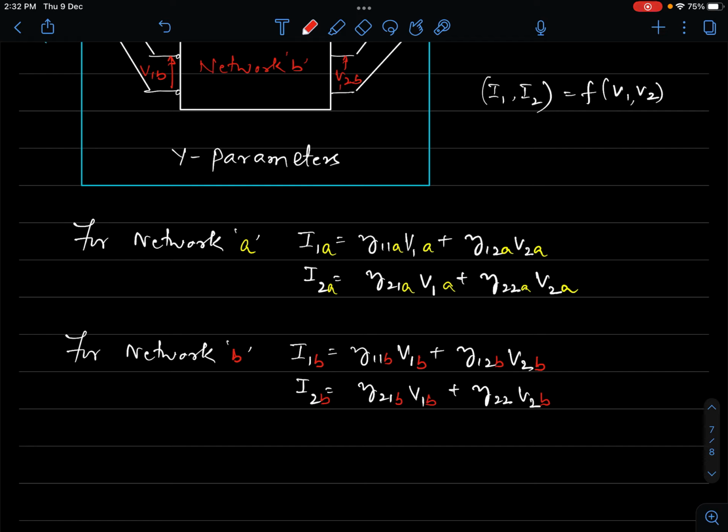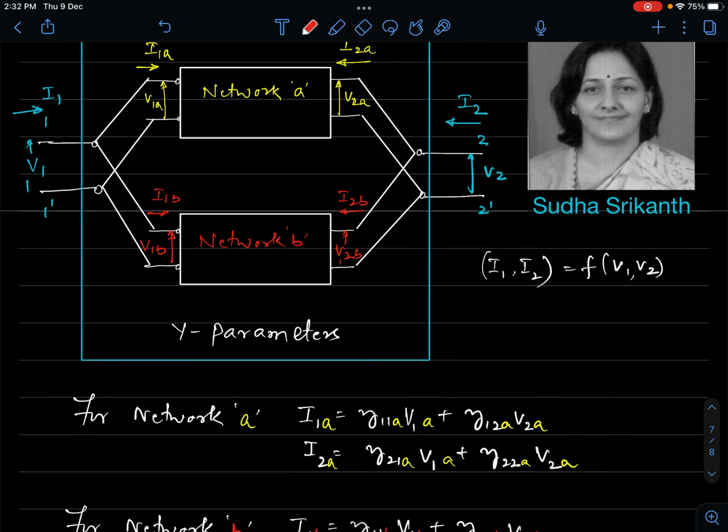So I1, I2 are expressed in terms of V1, V2 via Y parameters. I suppose the equations are okay. So for the A network and for the B network, we have written down the equations independently, right? Similarly, we have the overall network. For the overall network, we can write the equation as I1 equal to Y11 V1 plus Y12 V2 and I2 equal to Y21 V1 plus Y22 V2. We will try to have that a little later. Anyway, this is for the A network and this is for the B network.